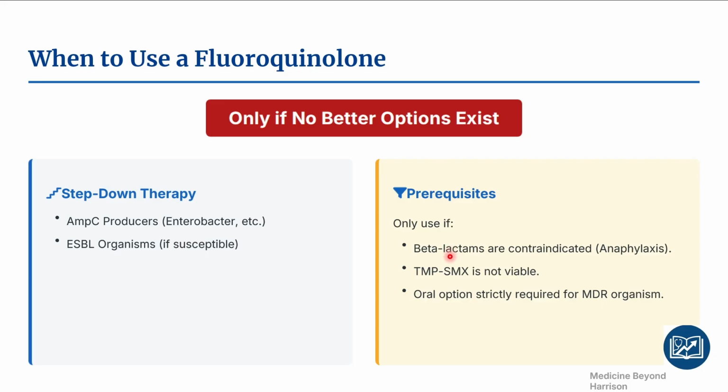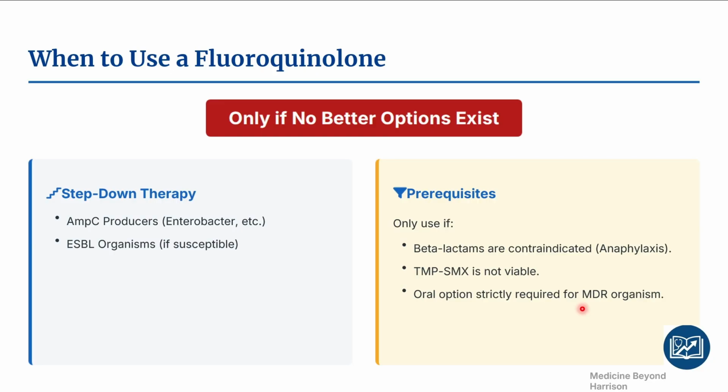Prerequisites: only use if beta-lactams are contraindicated or there is anaphylaxis to beta-lactams, and cotrimoxazole is not a viable option, and an oral option is strictly required for an MDR organism. Only if these three criteria are fulfilled, and when it is an AmpC-producing or ESBL organism in step-down therapy, use a fluoroquinolone drug in the current era. Otherwise, there are better options available. So, beta-lactams are contraindicated, cotrimoxazole is not viable, and an oral option is strictly required. Only in these cases, use a fluoroquinolone drug.